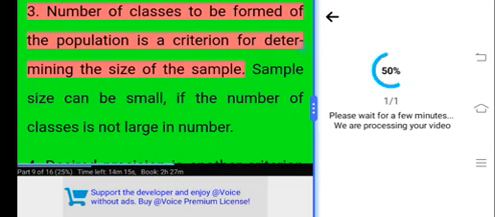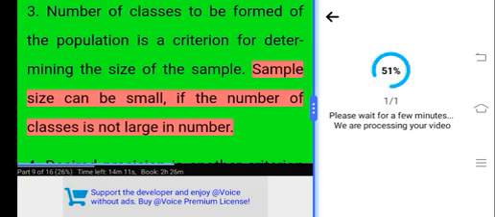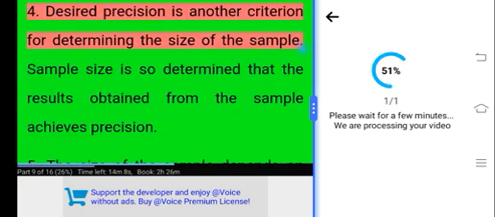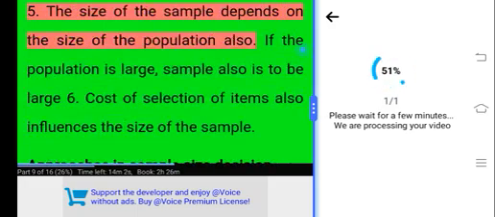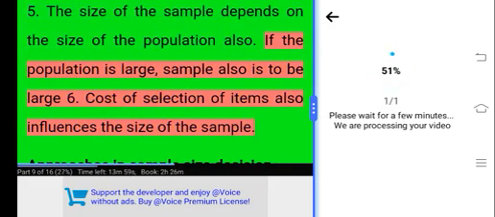3. The number of classes to be formed of the population is a criterion for determining the size of the sample. Sample size can be small if the number of classes is not large. 4. Precision is another criterion for determining the size of the sample. The size is so determined that the results obtained from the sample achieve precision. 5. The size of the sample depends on the size of the population also. If the population is large, the sample also is to be large. 6. The selection of items also influences the size of the sample.